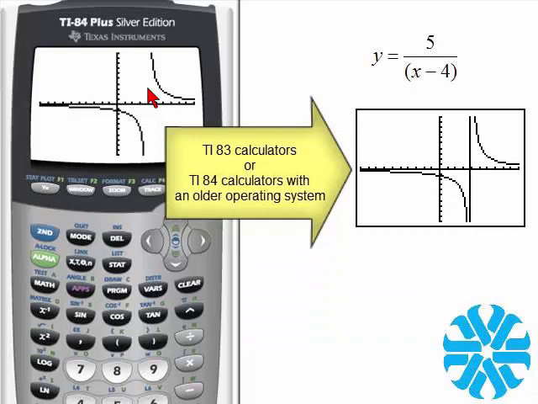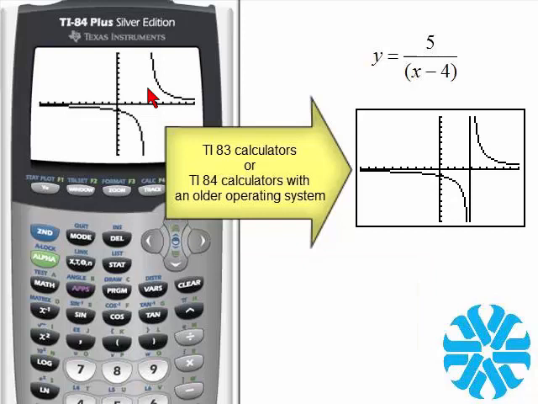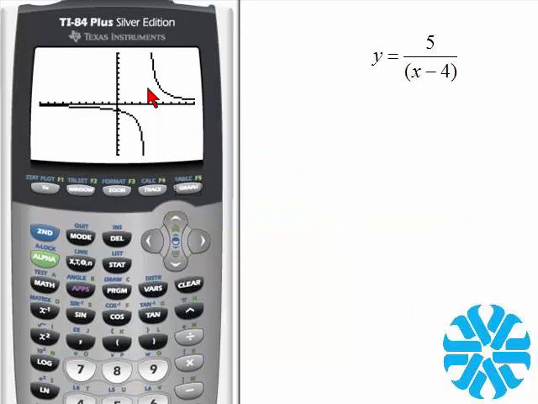For the TI-83 users, you can only get rid of the asymptotes by graphing the function in dot mode. And remember that later on I'm going to show you how to just change the mode to dot mode, and then you'll be able to get rid of the vertical asymptotes for those of you who have the TI-83 series calculators. Now let's go ahead and analyze the particular graph here.